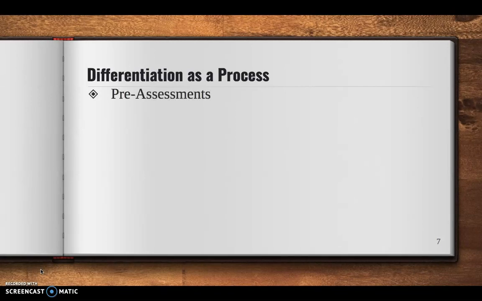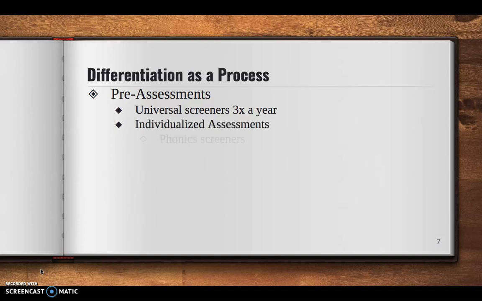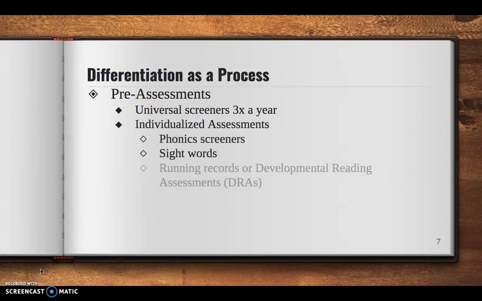Pre-assessments occur at the start of the school year. Universal screeners such as DIBELS or EasyCBM are administered 3 times a year, providing a beginning, middle, and ending data point. Other individualized assessments include phonics screeners, sight word list assessments, running records, or developmental reading assessments, all of which can be re-administered more frequently than universal screeners to gauge student growth and progress.